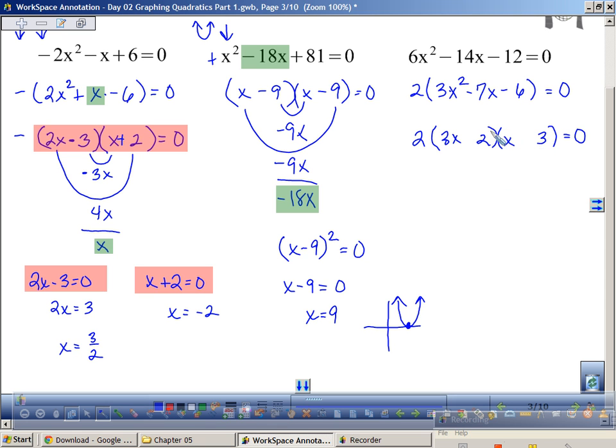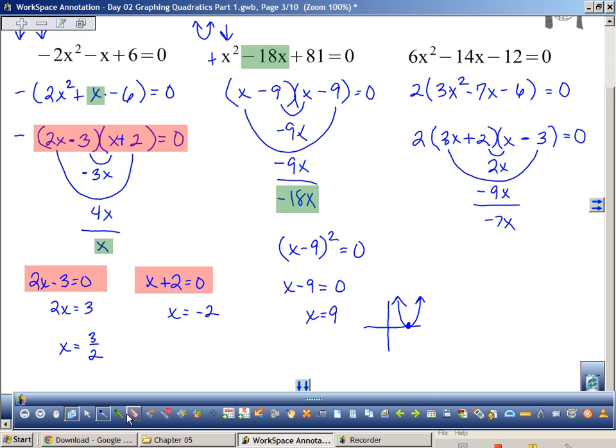Two and 3. 2x. Oh, right here. 2 and 9. That's where I messed up. Since this is negative, one of these has to be negative, right? So if this is negative and this is positive, I would have 2x and negative 9x, which makes negative 7x. So guess and check, right?